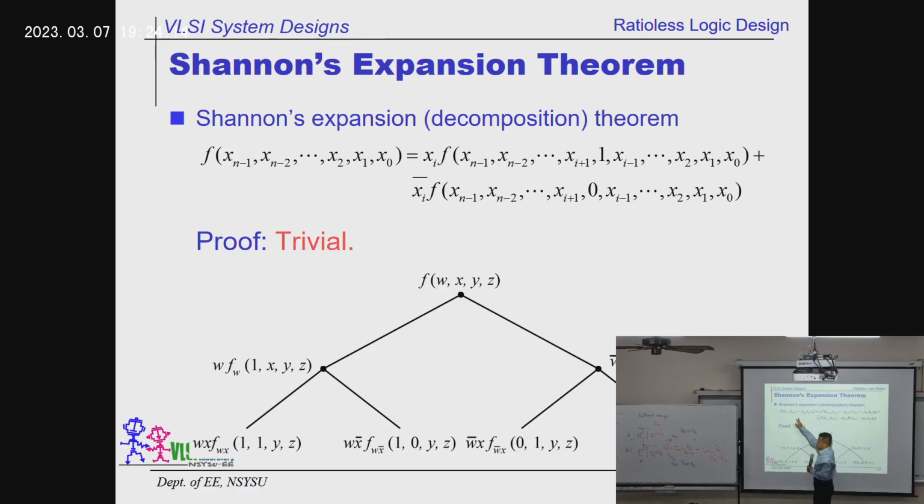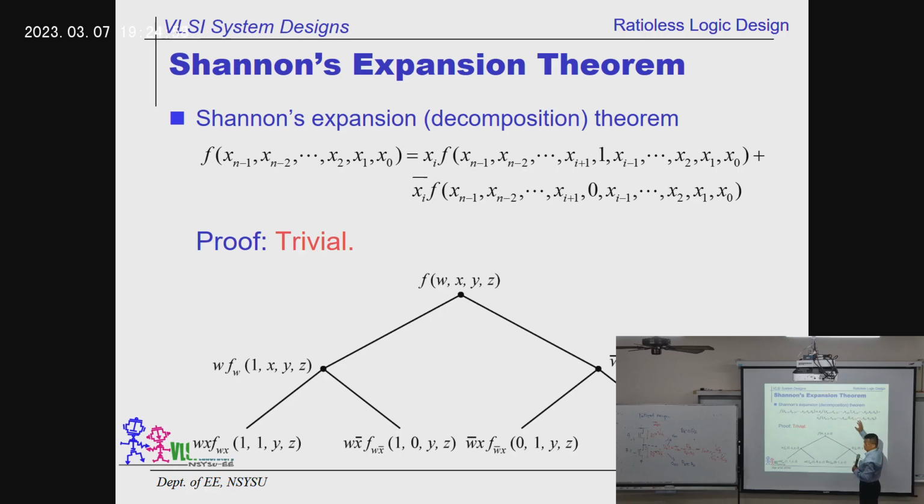If you are given a Boolean equation with n variables, you can decompose it with respect to any variable this way. How to decompose it? We select the ith variable, any one, and take the original equation where that variable xi is replaced with 1, plus the inverse of this variable times the original equation where xi is replaced with 0. That's it.